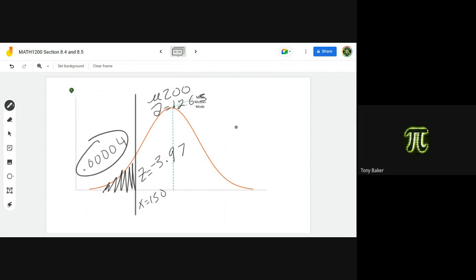What's 150 minus 200? Divided by 12.65. Oh, you know what? I forgot the 5. It was 12.65. I forgot the 5. Yeah, so it's 3.95 actually, not 97. Still virtually impossible. Actually, it's still the exact same number. So I'll change that, and the other number stays the same.